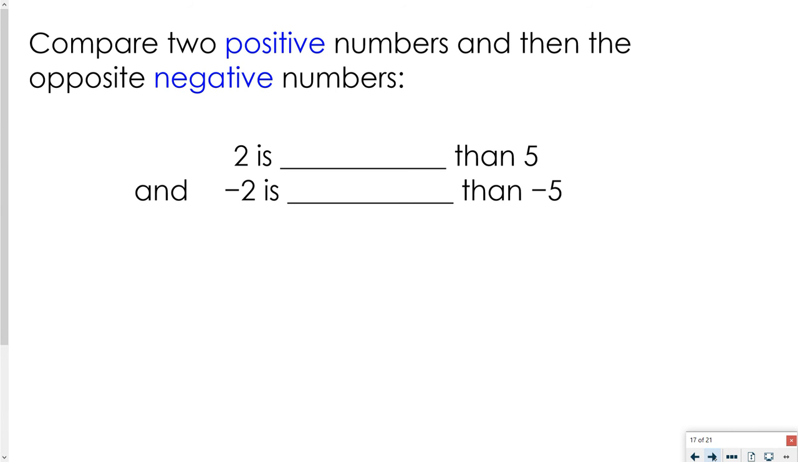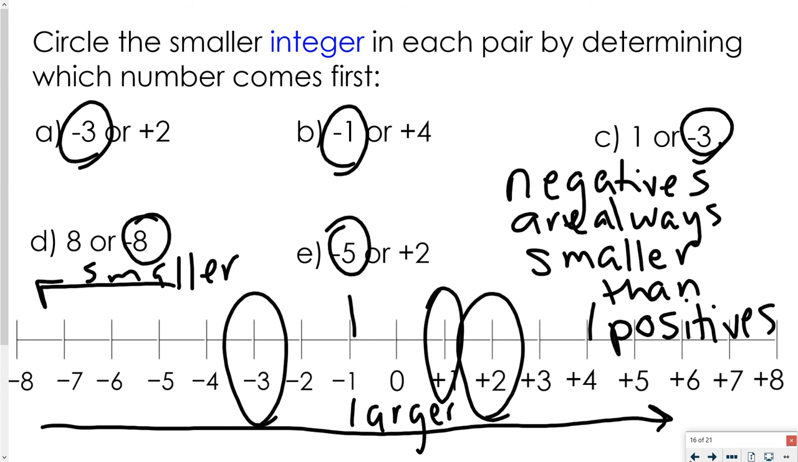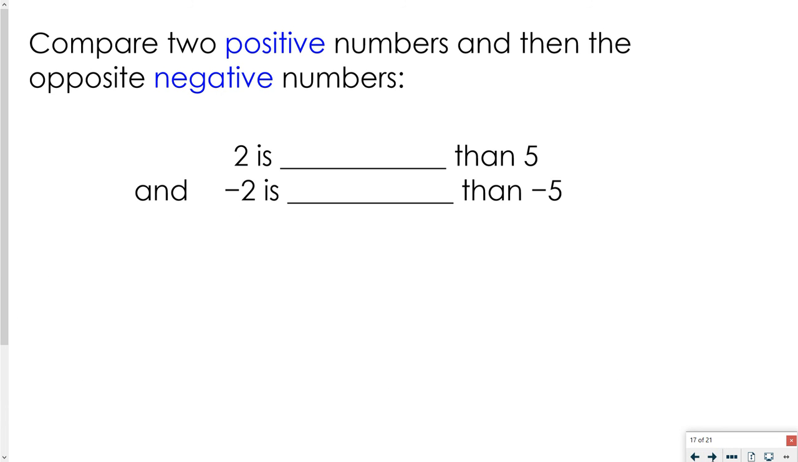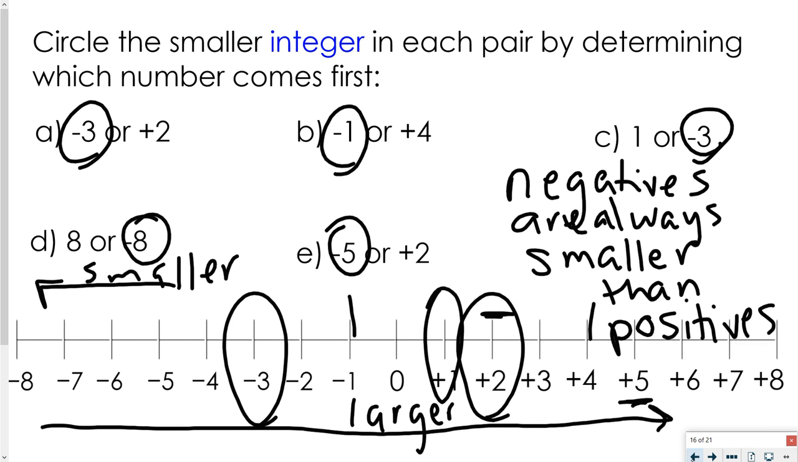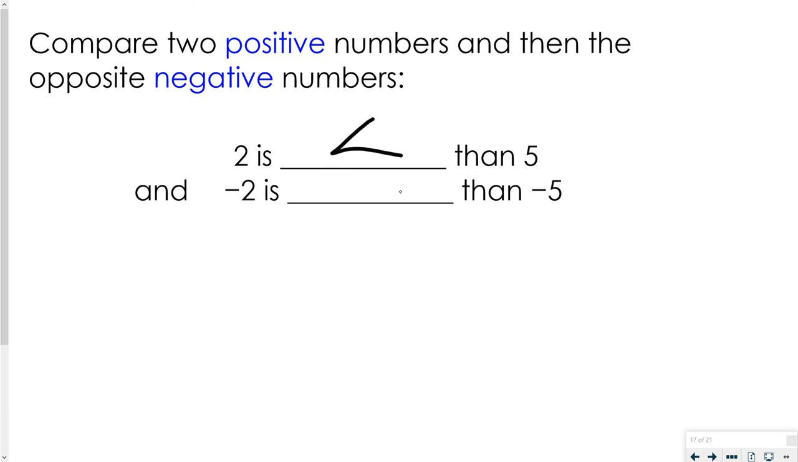So take a look at these two. 2 is what compared to 5? So think about our number line again. Okay, 2 is what compared to 5? Which one's to the left? 2 is less than 5. And then if I look at the negatives, what about -2 and -5? Well, now which one's to the left? Now, -5 is to the left, so that means -5 is the smaller number.